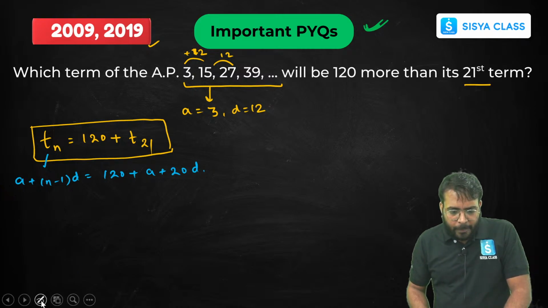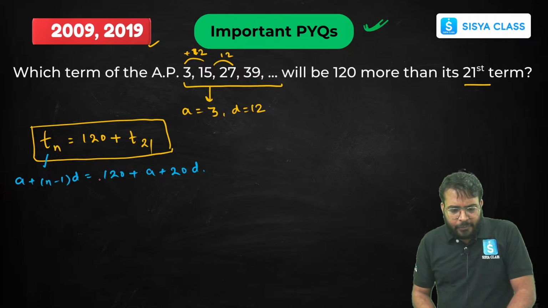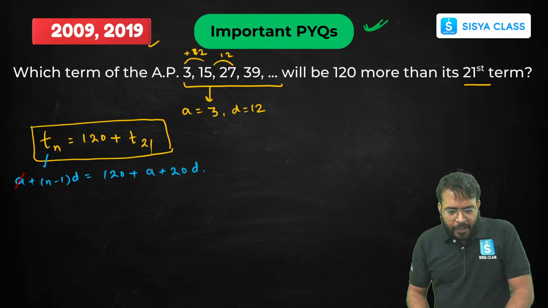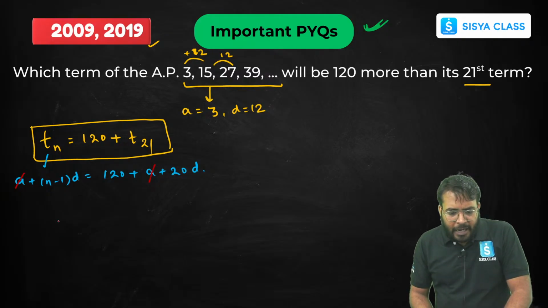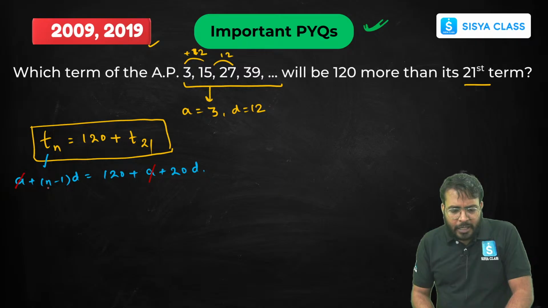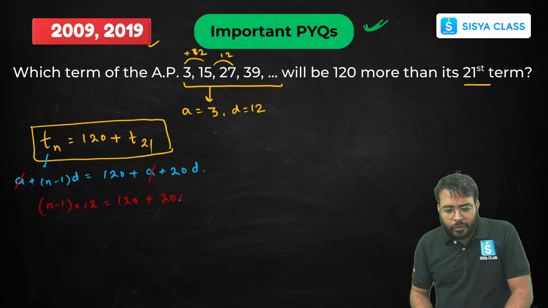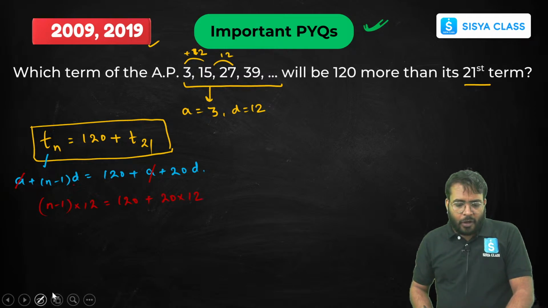Can we solve this? A and A will get cancelled, plus A and A will get cancelled. Okay sir, here I am having n minus 1 into d. That means n I need to find out, and what is the d value? 12. All right, that means this is n minus 1 into 12, and this is going to be 120 plus 20d. That means 120 plus 20 times 12. Now please solve this.